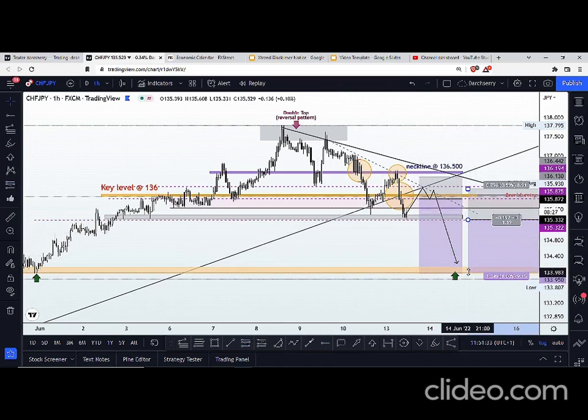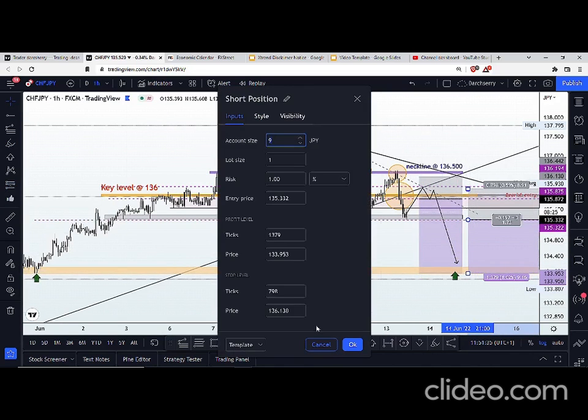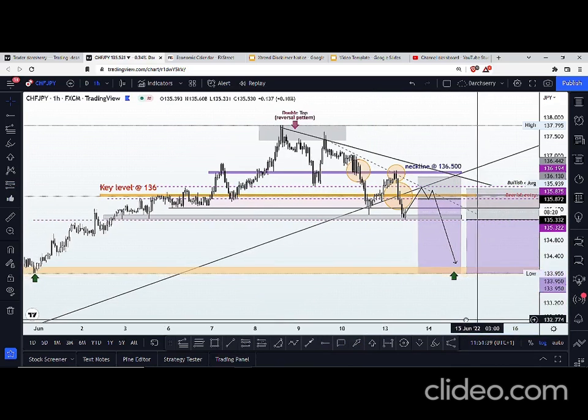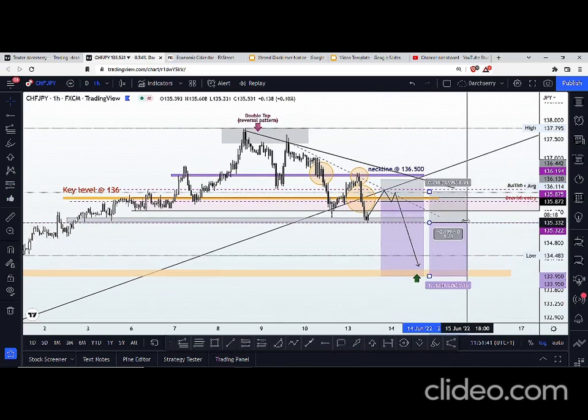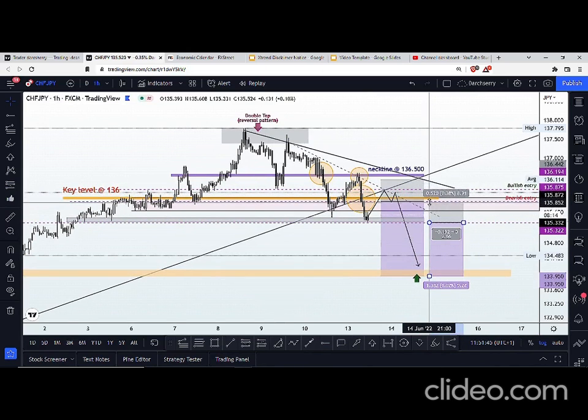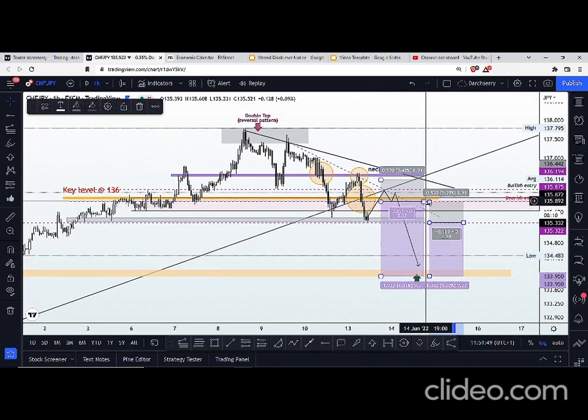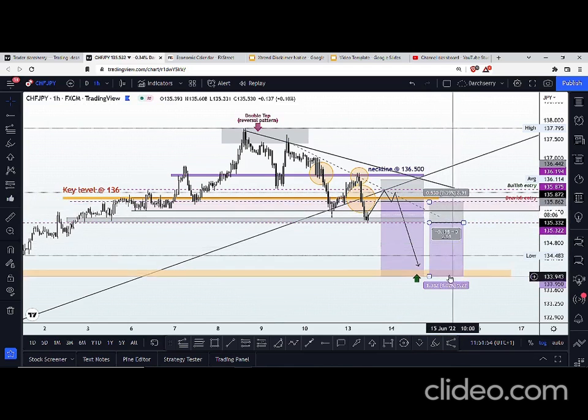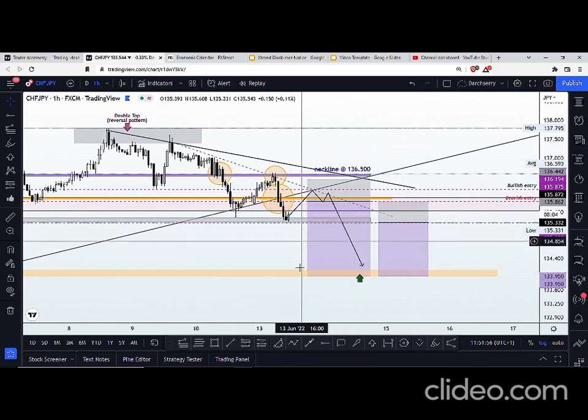With a take profit target to remain at 133.950, which gives us around 130 pips. Then we have our stop loss right above the previous entry that we speculated, and that's around 53 pips. Then we have this.